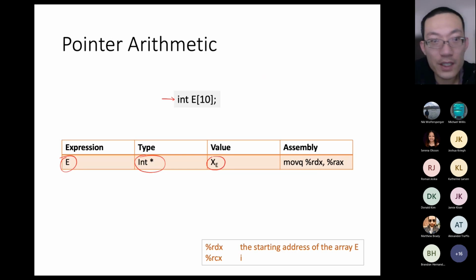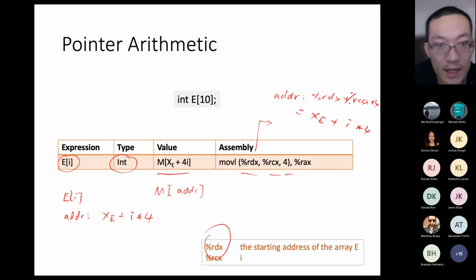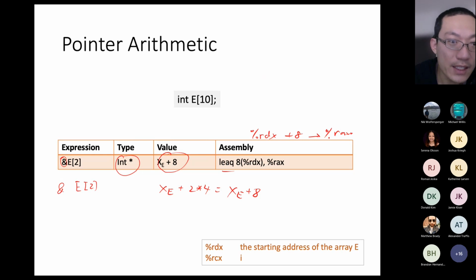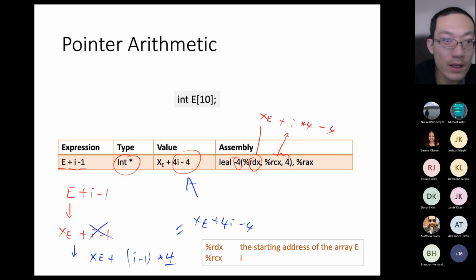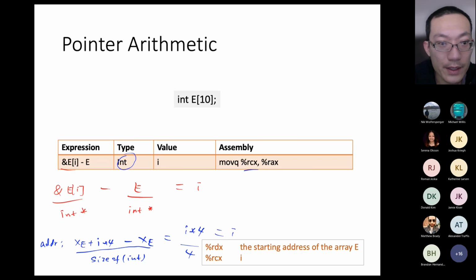We also talked about pointer arithmetic. Take an example, int E[10], where E would be an integer pointer. E[I] would be an integer. If we put an ampersand in front, we extract the address, and again we get an integer pointer. If we add a number to the integer pointer, this number is scaled by the size of the element, which is 4. If we do arithmetic between two integer pointers, we divide the address difference by the size of the type.